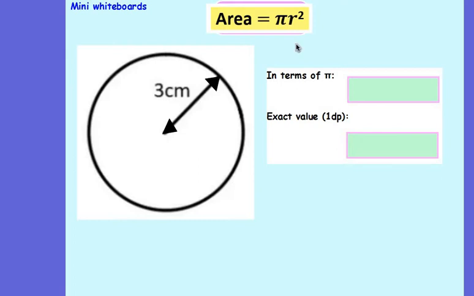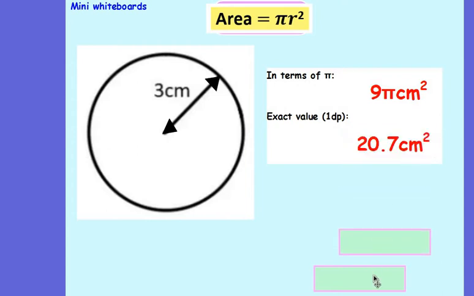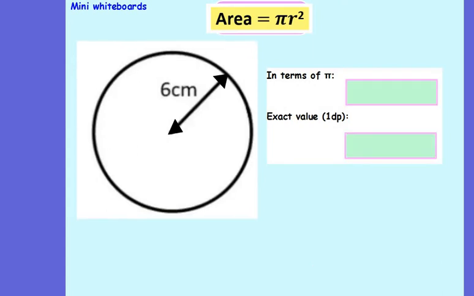Right, let's go through the answer. To find the area of this circle, I need to do pi r squared. This time r is 3, so pi r squared is 9 pi. R squared would be 9 times by pi, and if I type that into my calculator as an exact value, I get 20.7 centimetres squared.